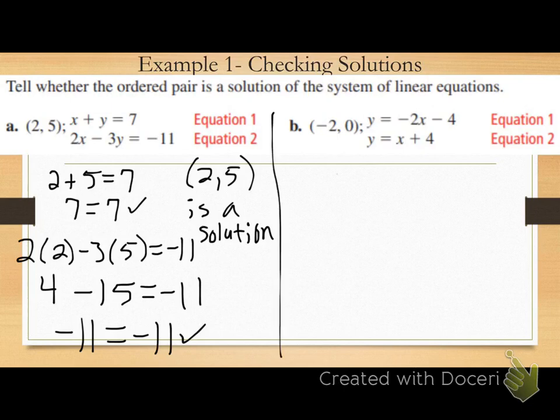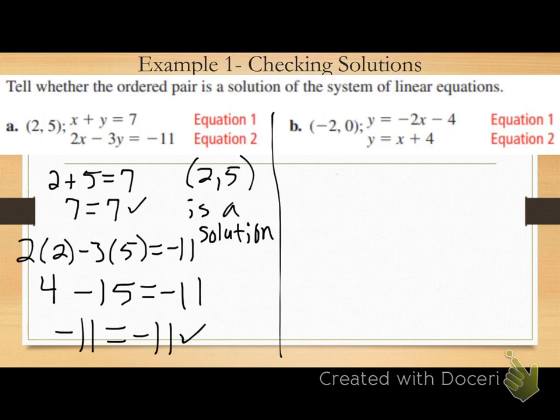Does everyone see how we approach that problem? Plug it in both your equations. If it makes both of them have a true statement at the end, it's a solution to your whole system. Okay? Questions on A?